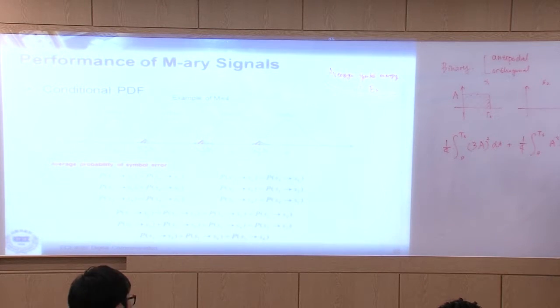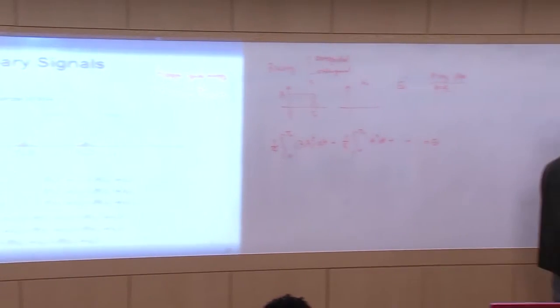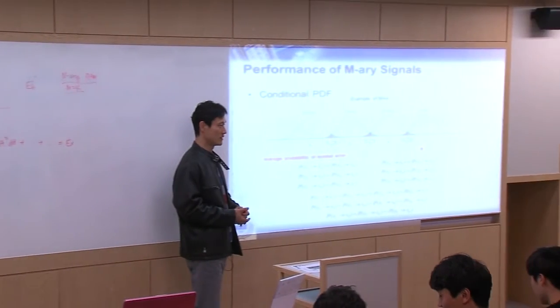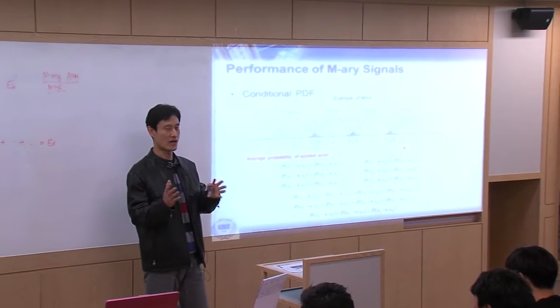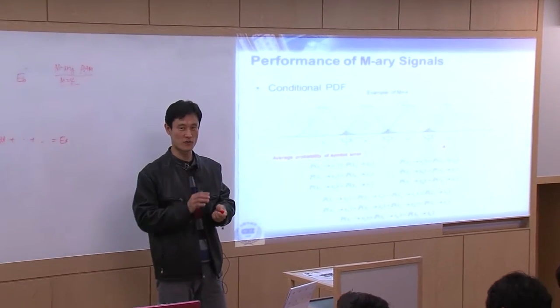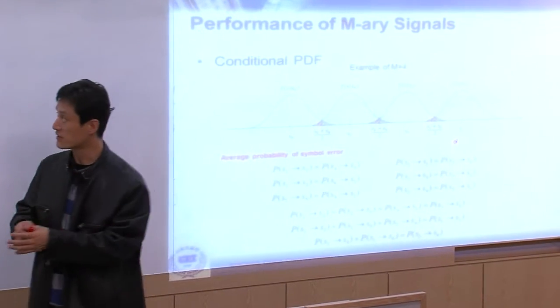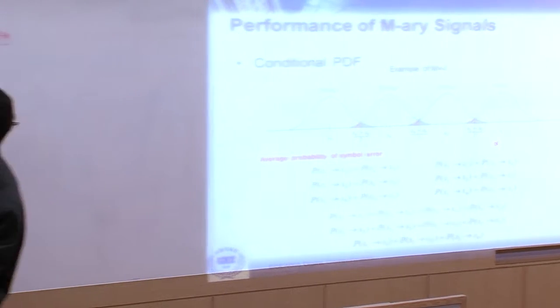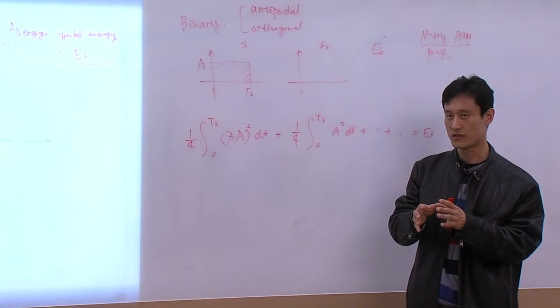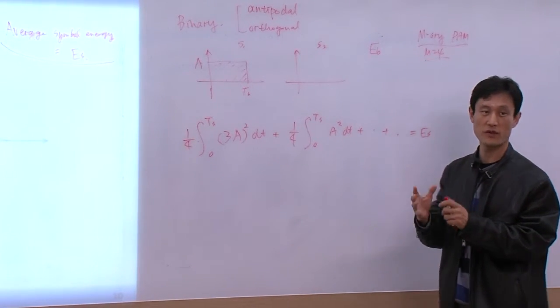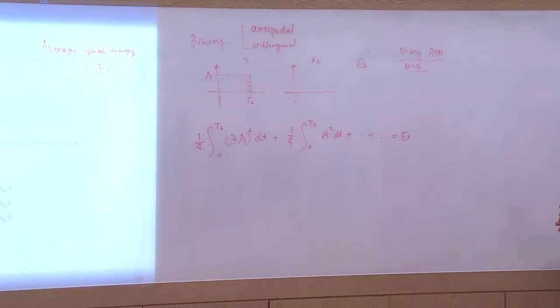Once you use that M-ary signaling, eventually you need to calculate the error rate. In the binary case, again, our final goal is to look at the performance. When you use binary signaling, like antipodal or orthogonal, how much error do you get? And what is the probability of error? That's eventually what we need to find out. And you're going to do the same thing here.